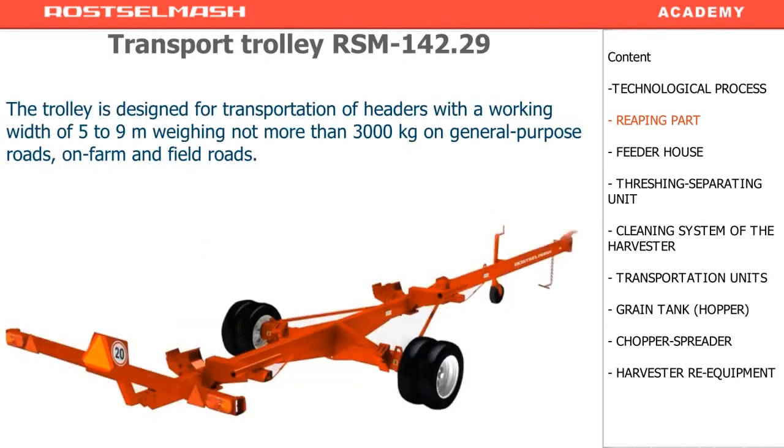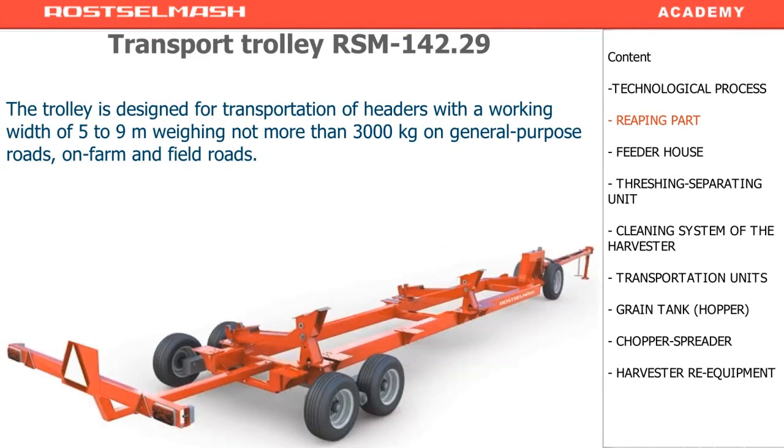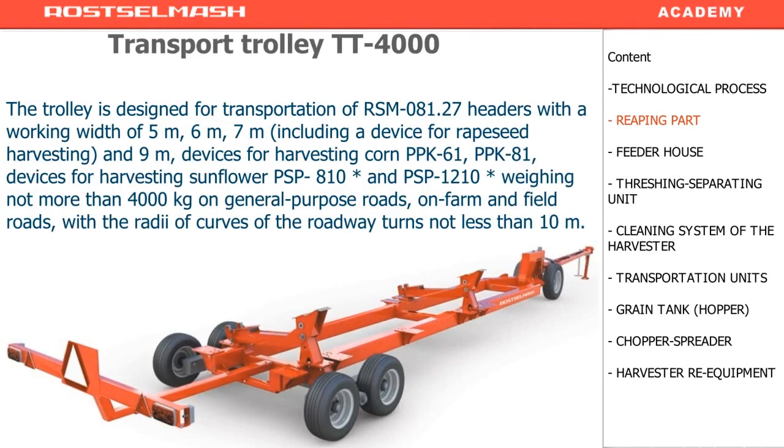Transport trolley is used to transport the header weighing up to 3 tons. The other type of trolley, TT4000, is used to transport heavier headers weighing up to 4 tons. Using this trolley, you can transport headers for harvesting rape and corn.